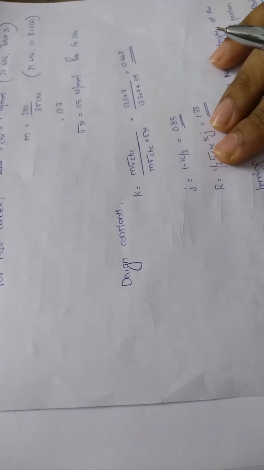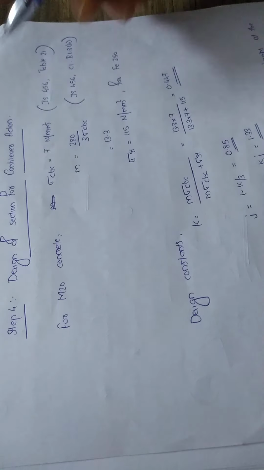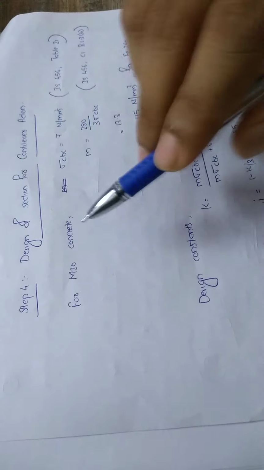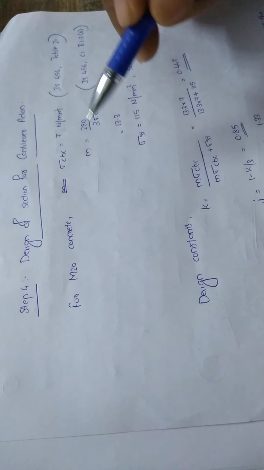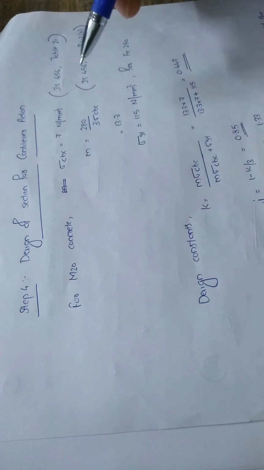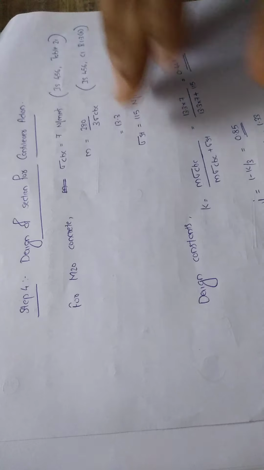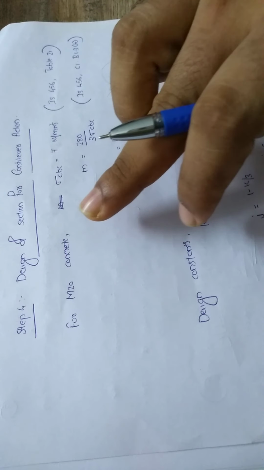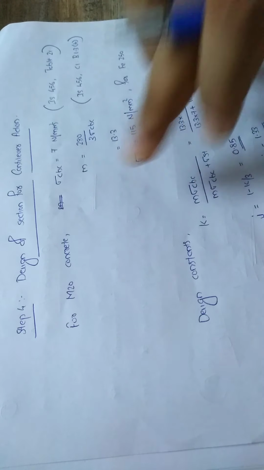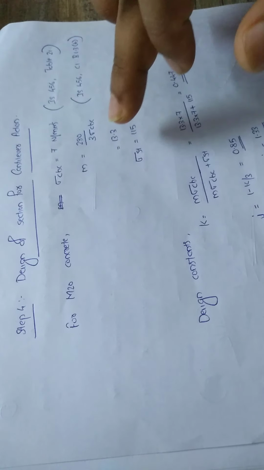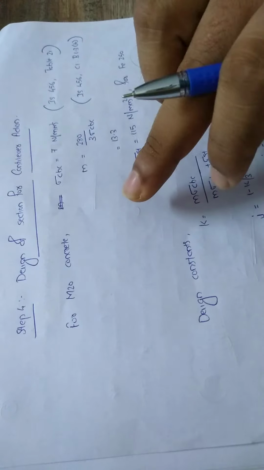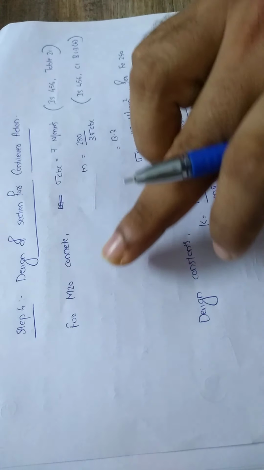So step 4 is the design of the section for cantilever action. For M20, it is cantilever bending. So the reinforcement can be found out by using the formula M that we have studied in the previous video, right? For that we need design constants. This part also is covered in the previous video on design constants as per the working stress design method.